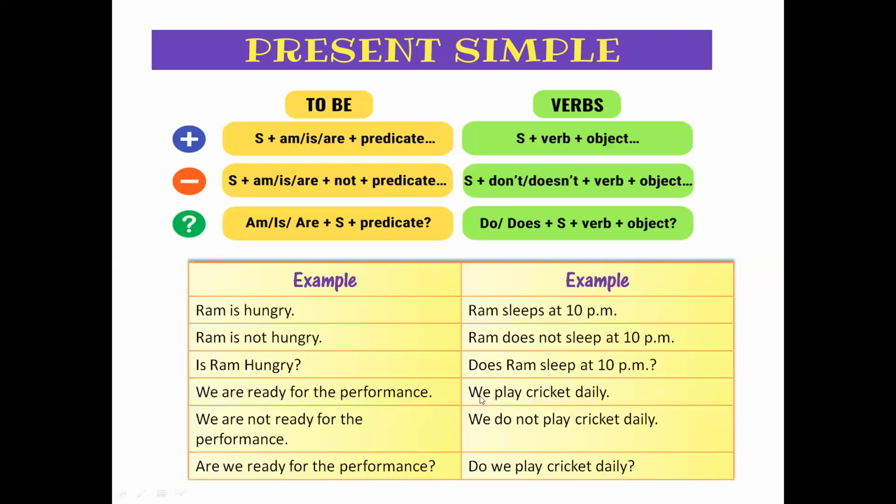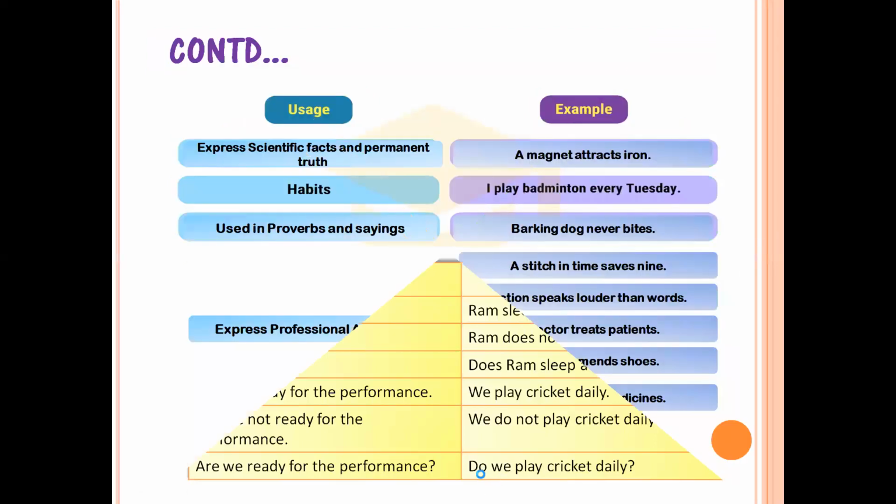Then if our subject is plural, we again use the root form of verb, and here we don't add s or es with the verb. Whenever our subject is plural, we use do. So in negative, we use do not. And in interrogative, we start our sentence with do whenever we have a plural subject. Because we is plural, that is why we are using do.